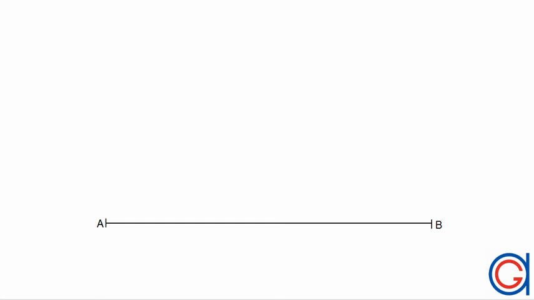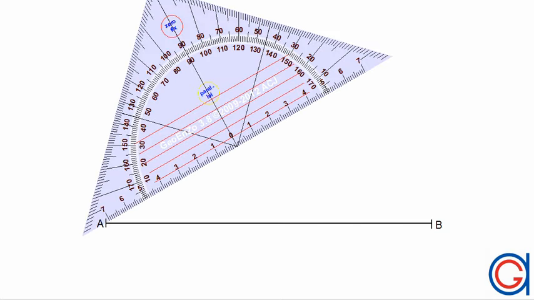Today, we are going to learn how to use Thales' theorem to divide any line segment into any number of equal parts. Let's divide the line segment AB, shown in the video, into 5 equal parts using Thales' theorem.